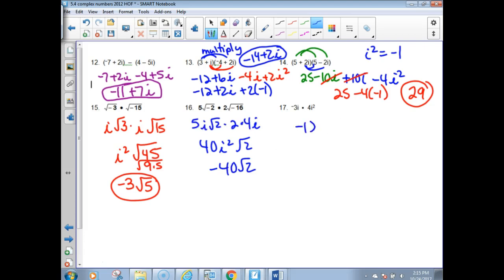All right, this would be negative 12i. And then I've got i squared, which is negative 1. So this answer is actually positive 12i. I didn't want to multiply the i times i squared because why bother? Yes.